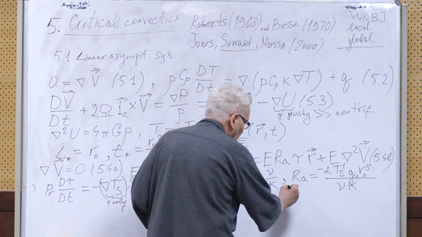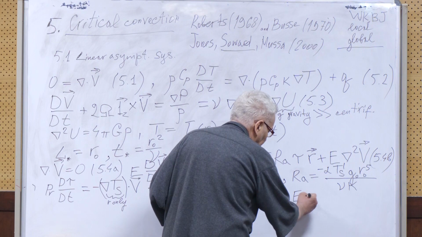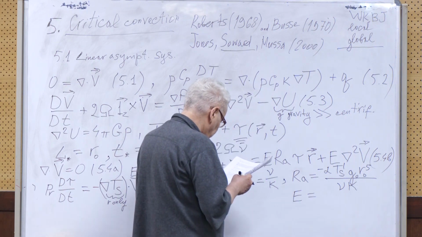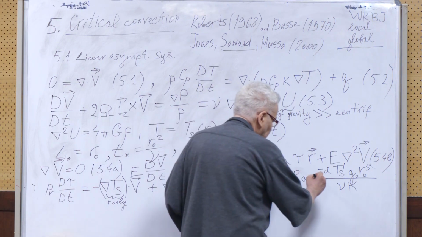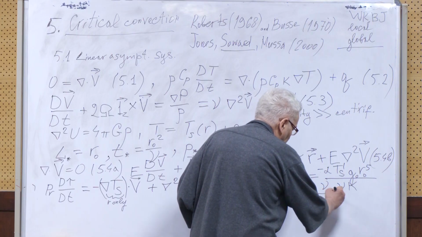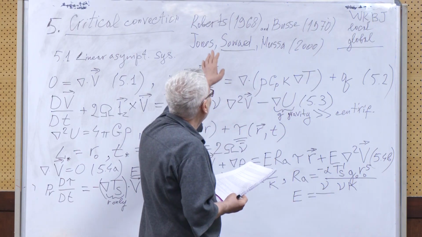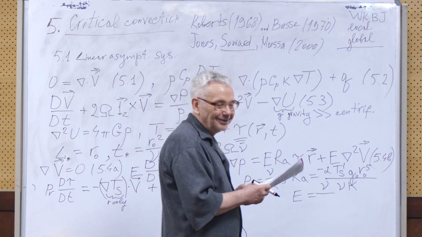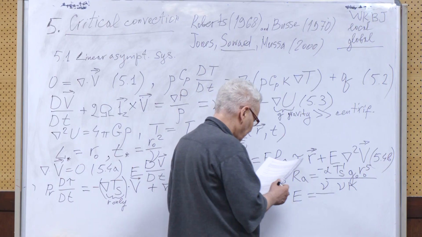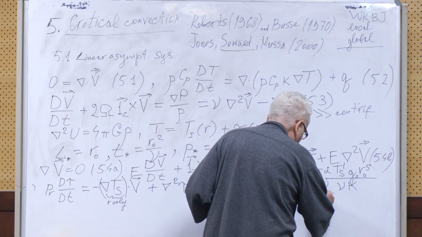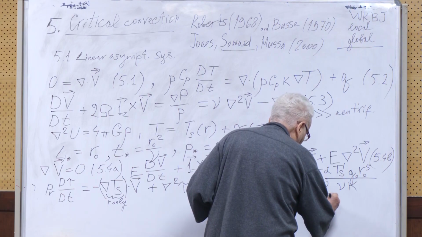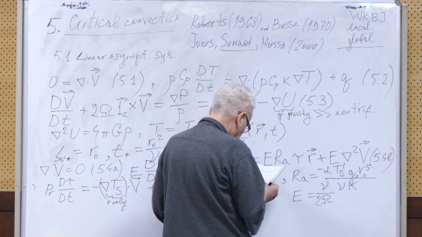here, which appears here, is slightly different, and this difference is quite obvious. We just include 2 in this. Not we, but Roberts and Busse. So they started this. Two is here.